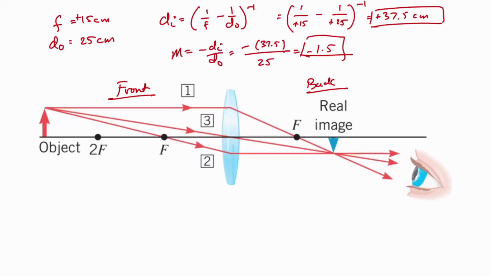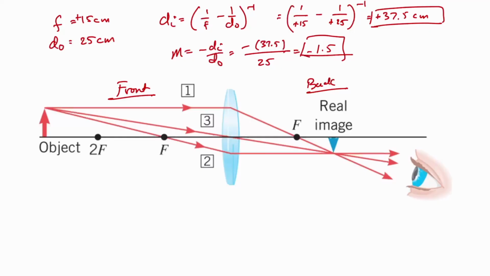Real or virtual? The diagram says real. Not every diagram says real. But how do you tell that it's real? Real rays need to be converging. Light passes through this lens and bends down to form the image. Actual real light rays, not ones that are invented by your brain.